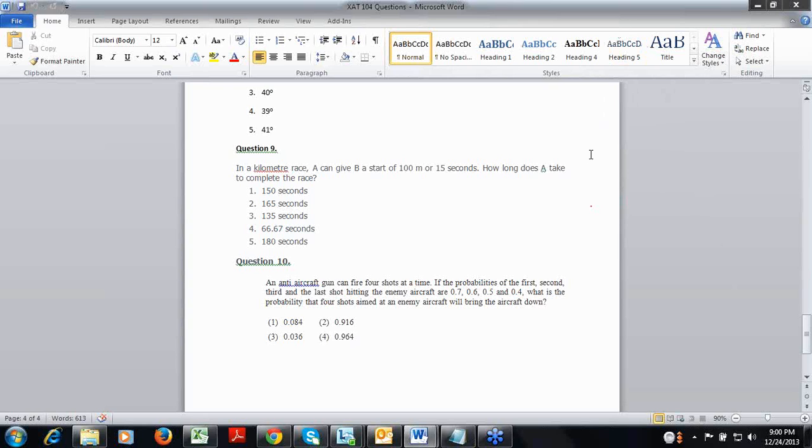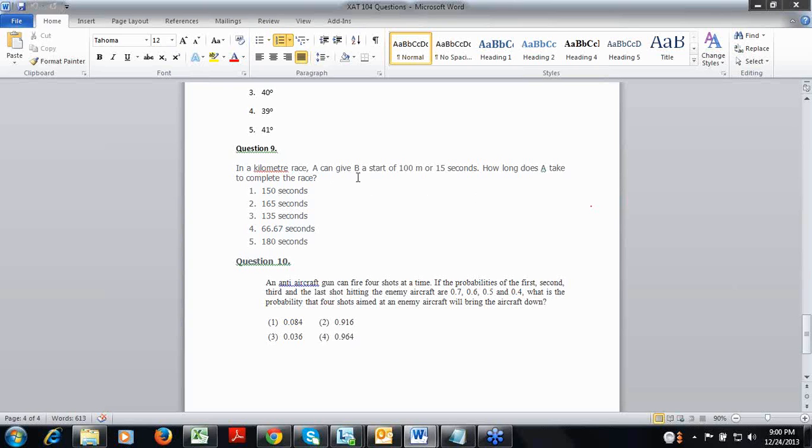Okay, let's review the last two questions of the day. Question number 9. In a kilometer race, A gives B a start of 100 meters or 15 seconds. How long does A take to complete the race?